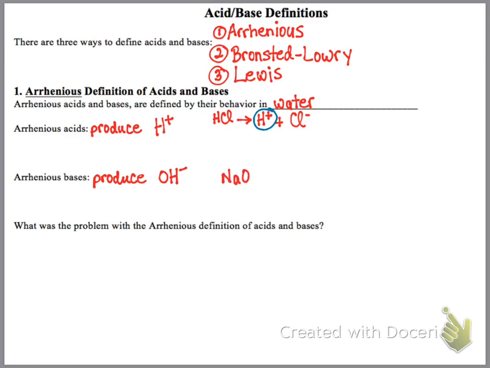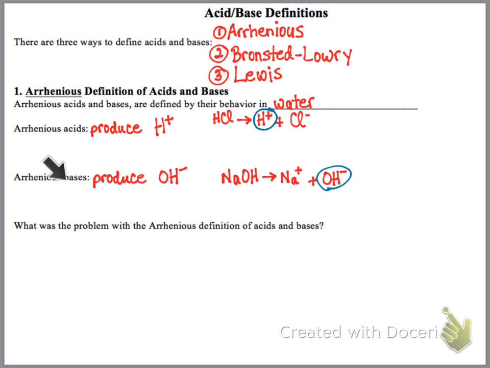They're defined by their behavior in water, and we say that Arrhenius acids produce protons, okay? And this makes sense. Most of the acids that we think about are the ones that give us protons, like hydrochloric acid. It dissociates and makes H plus and chloride. And because it gives us H plus, we know that that will lower the pH, and that's the definition of an acidic solution, so that makes sense.